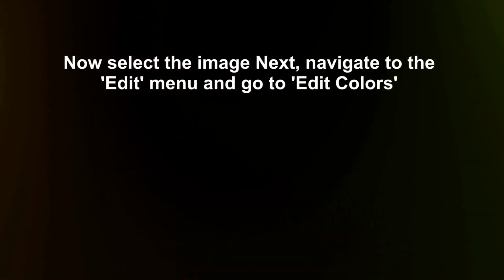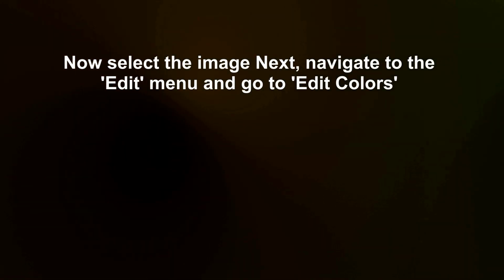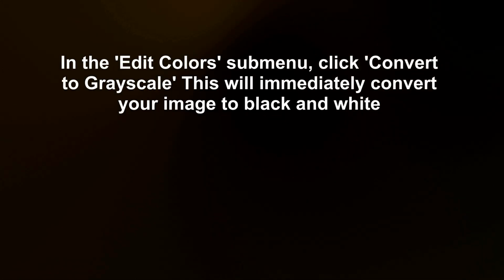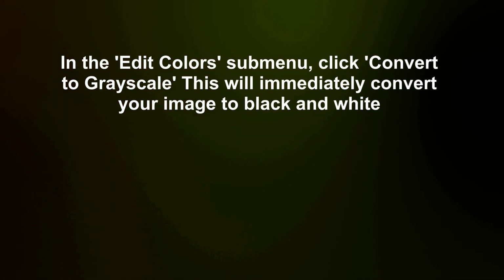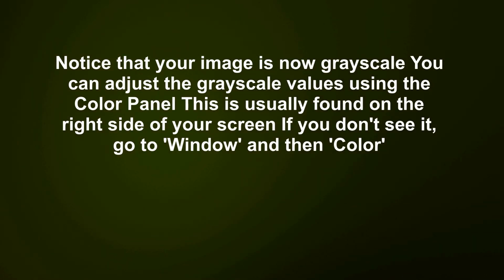Now select the image. Next, navigate to the Edit menu and go to Edit Colors. In the Edit Colors submenu, click Convert to Grayscale. This will immediately convert your image to black and white. Notice that your image is now grayscale.